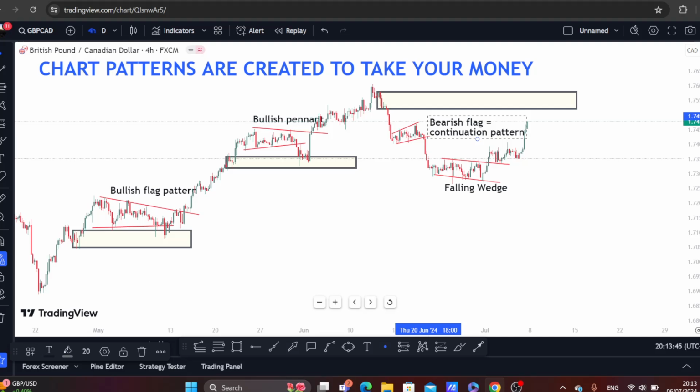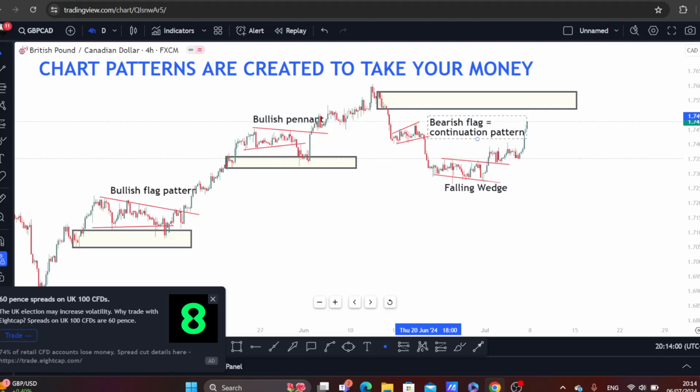So the banks know that you trade the flag patterns. For example, when you get a bearish flag pattern, they know you're gonna go short at the breakout of the pattern. So when you go short, what do you think they're gonna do? They're going to go long, because they've created those patterns to get you taking the trade when you are not supposed to be taking that trade. I will show you many examples in this video.